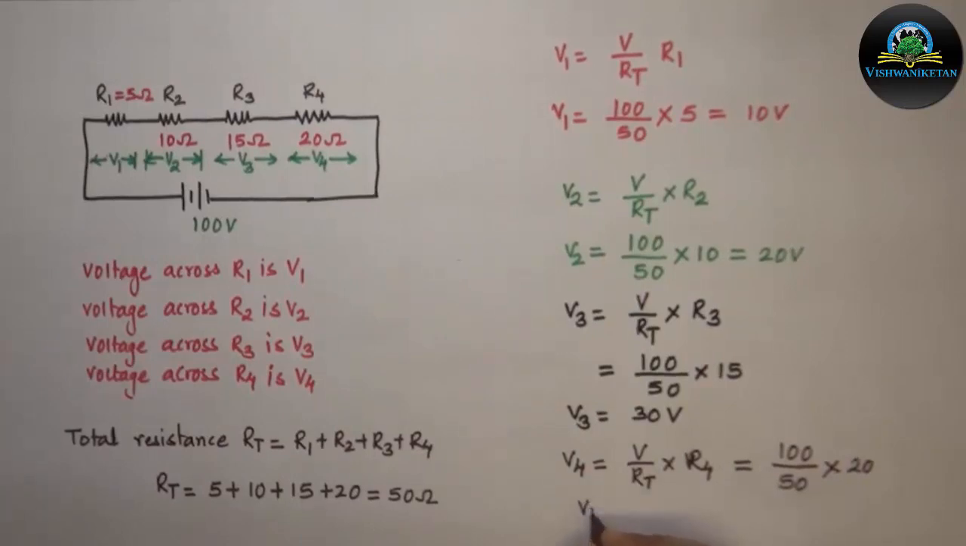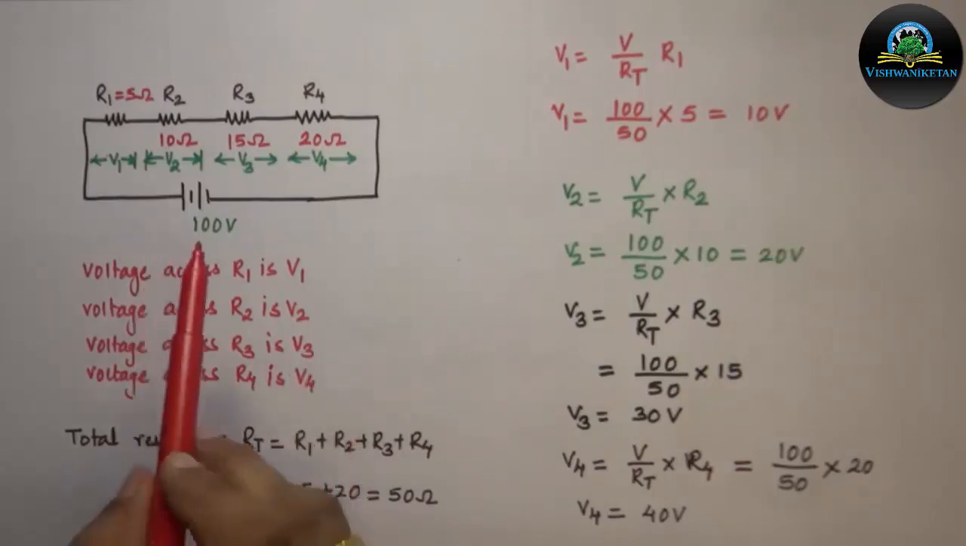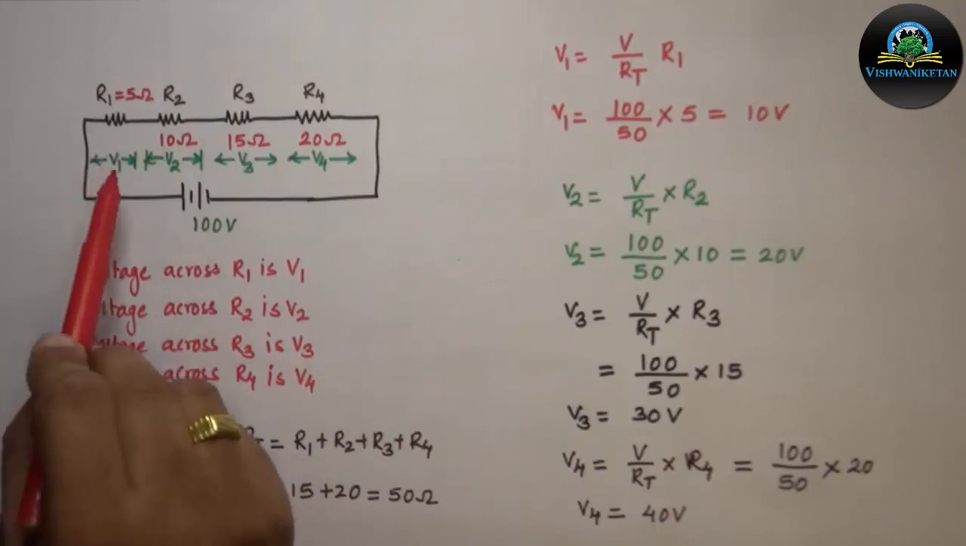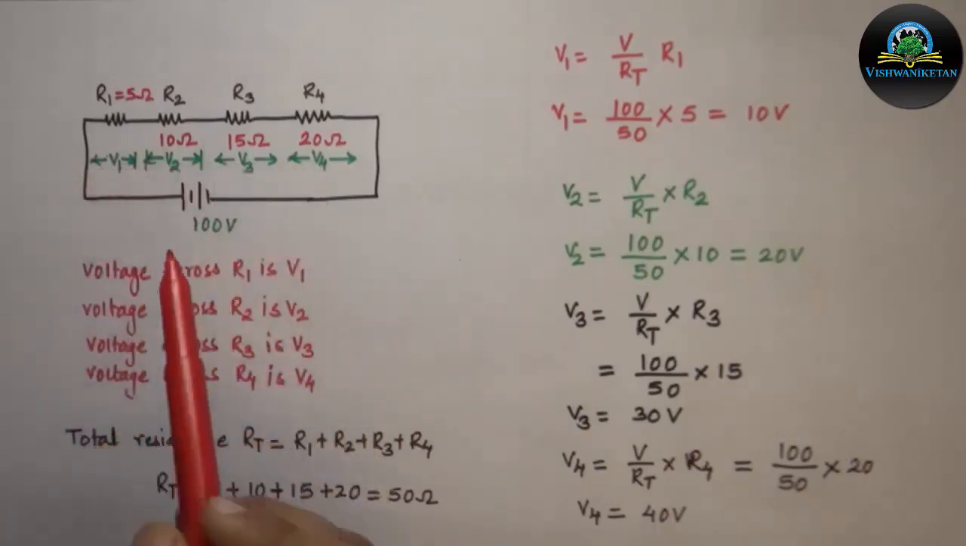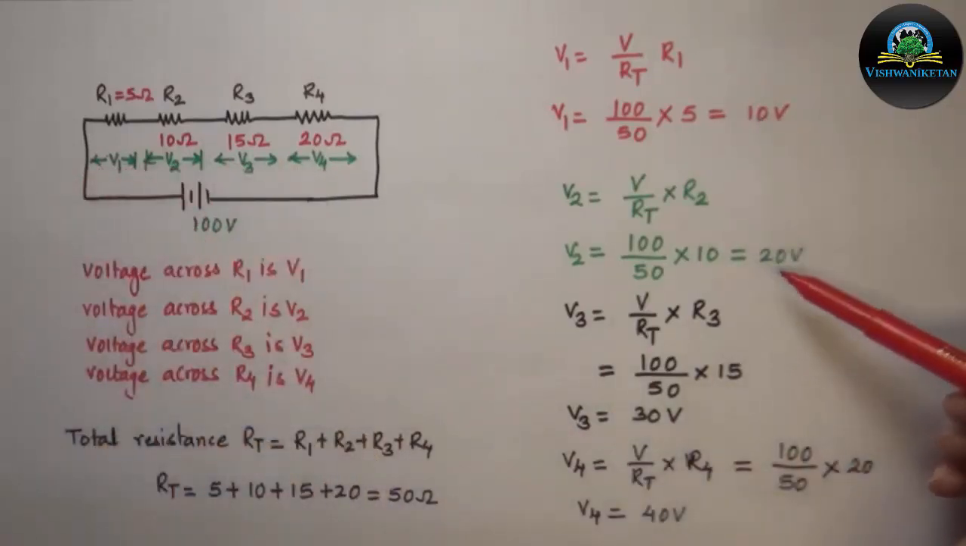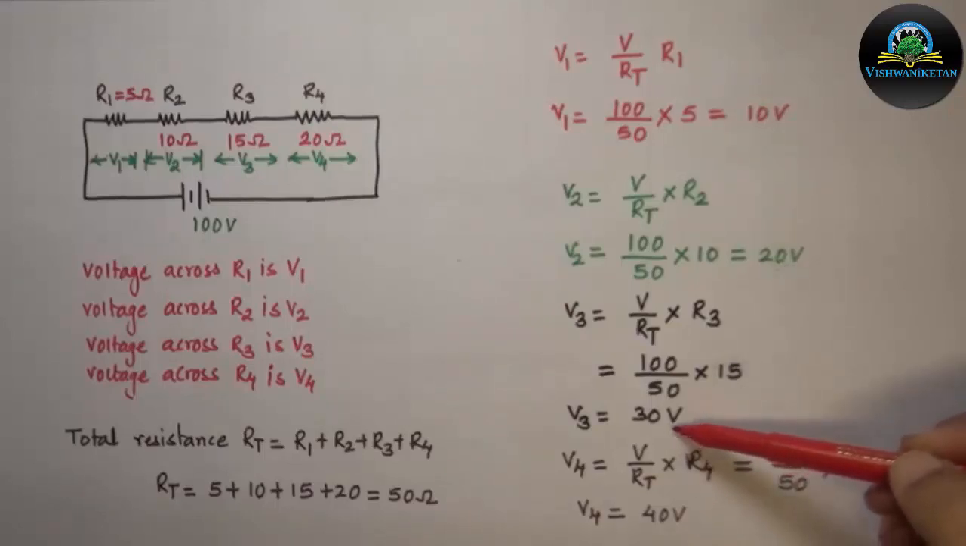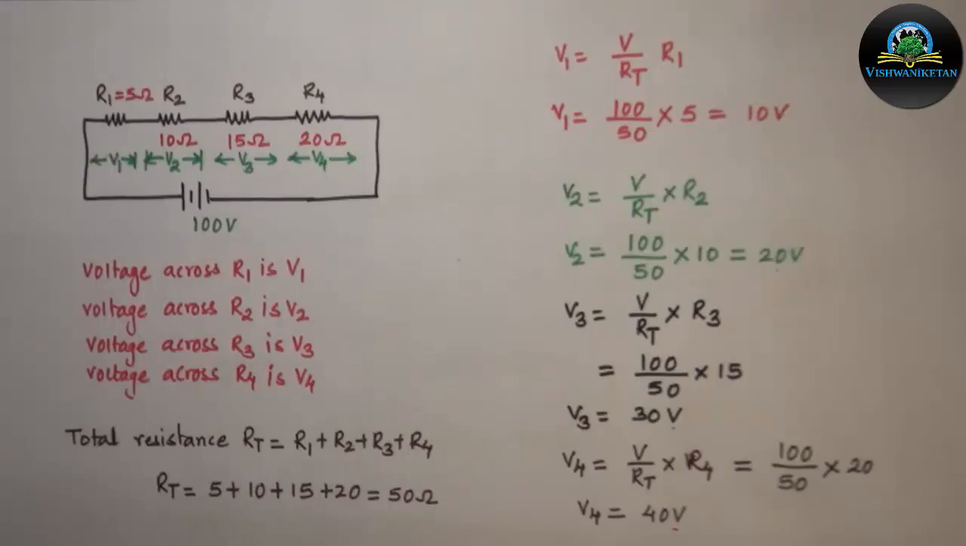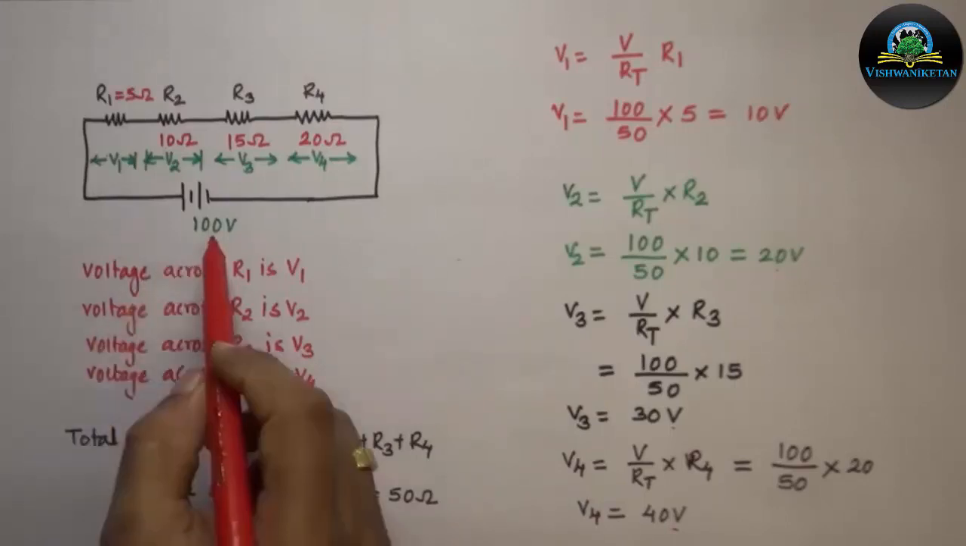So V4 we will get as 40 volt. So from the values of V1, V2, V3, V4, we can conclude that 100 volt is divided into 4 parts. So 100 volt is divided as 10 volt, 20 volt, 30 volt and 40 volt. So we have determined the voltage across every resistor, and also we have calculated the division of voltage 100 volt amongst every resistor.